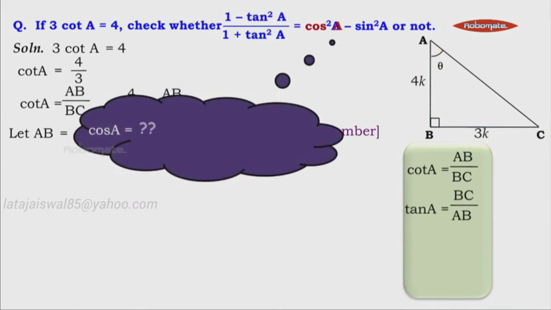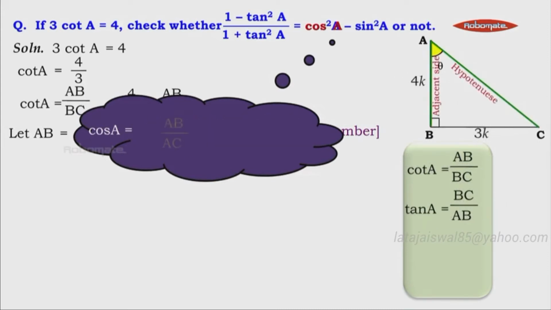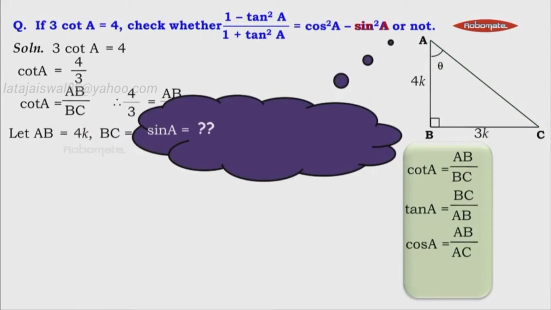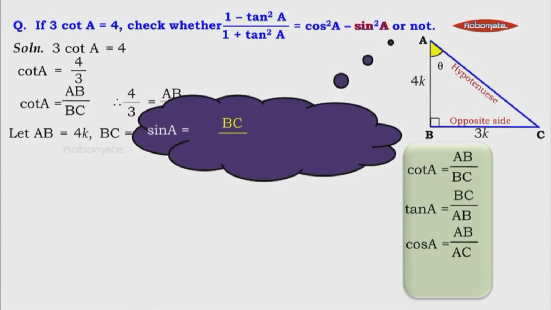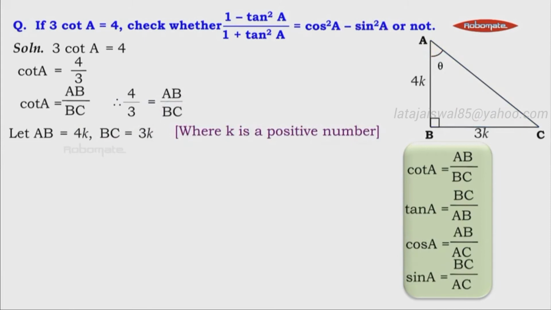Same way, now we want cos of A. So what is cos of A? Cos of A is going to be adjacent side upon hypotenuse. That means it will be nothing but AB upon AC, right? And we have the value of cos A too, right? Same way, we want the value of sin A. So what is sin A? Now sin A is nothing but opposite side upon hypotenuse. That means it will be BC upon AC. So the value of sin A is also known to us as BC upon AC, right? But to get all these things, first we need to know what is AC.